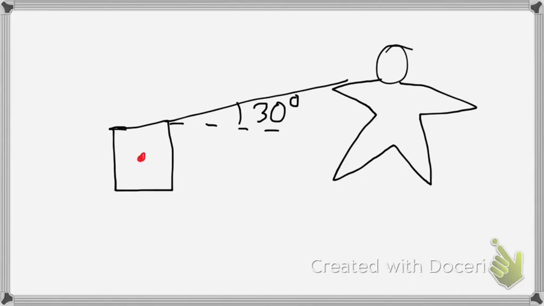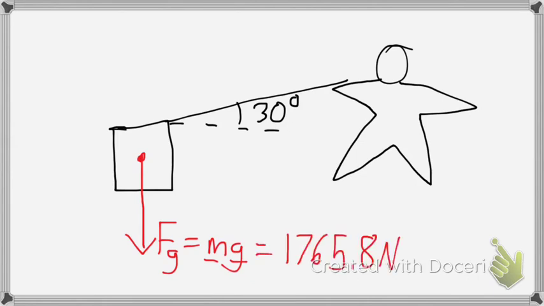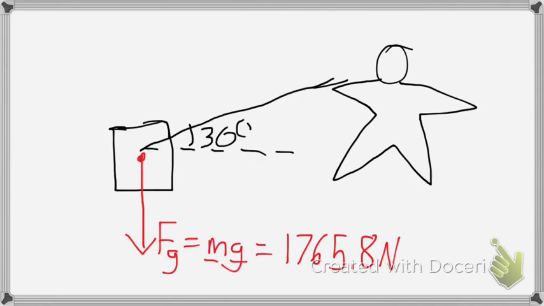Well, we got gravity. That always acts downward, and it always equals the object's mass times the acceleration due to gravity, which is 9.81. So in this case, my mass is 180, g is 9.81, so I can solve for this force at the very least. It's 1765.8 newtons.